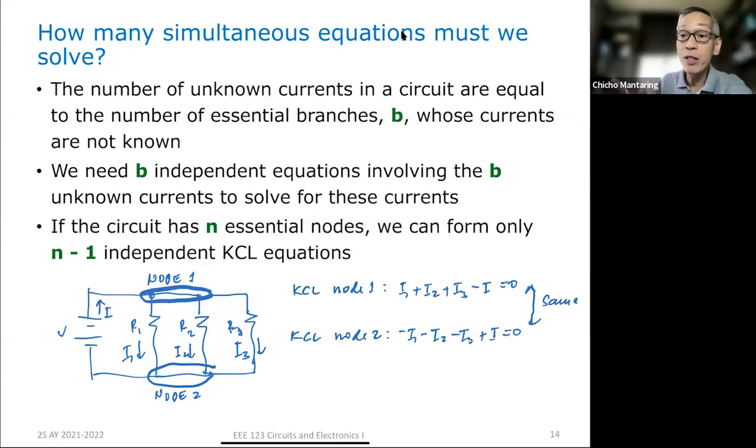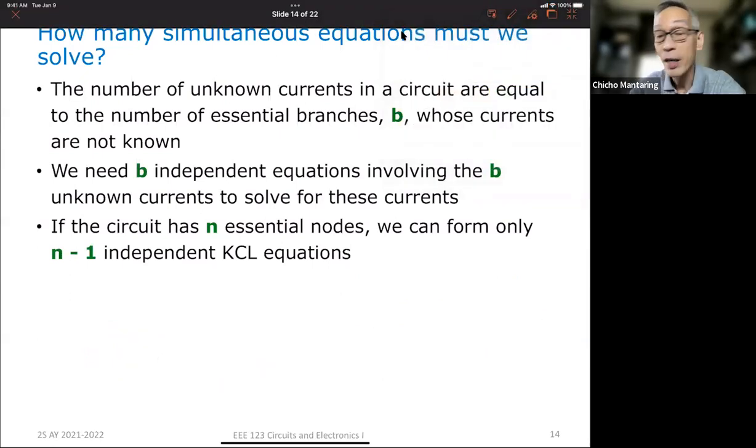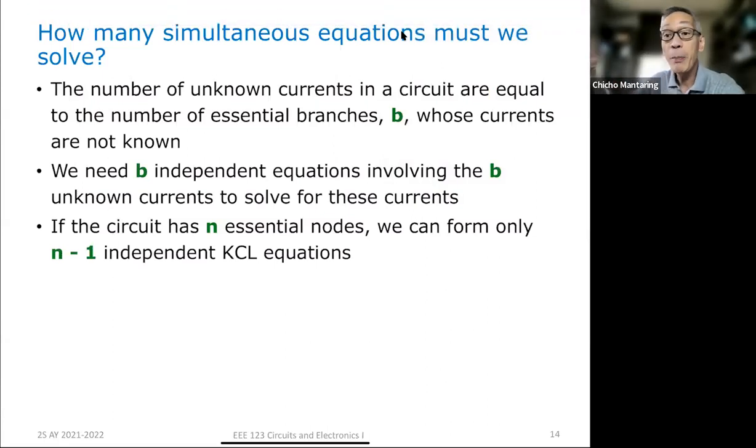In other words, I have two nodes, but I only have one KCL equation. So in general, if I have n essential nodes, I can only form n minus 1 independent KCL equations. Because if I try to form n equations, I'm going to find that the last equation can be derived from the previous equations. For example, if I have 3 nodes, if I try to form 3 equations, I'm going to find out that the third equation can be derived from the first 2 equations. That's why they are not independent.